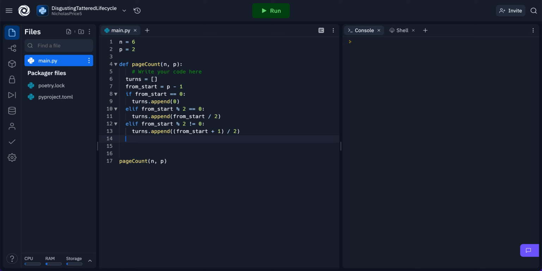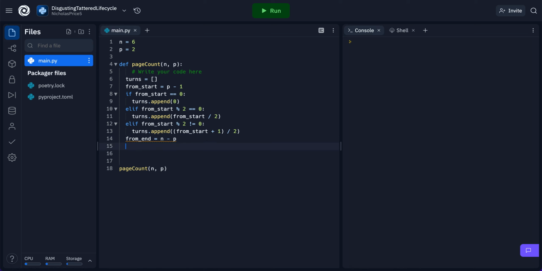Okay, so there are all of our conditional statements for the from start, and now we want to consider the from end side of things. And how would we write from end? Well, because we know that the end of the book will always be a higher number than the page that we're searching for, or it could be equal to it. But that means we would have to subtract p from n.